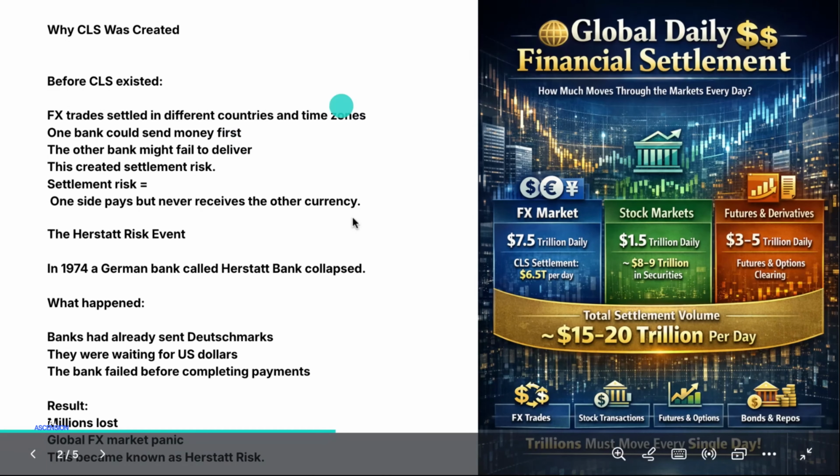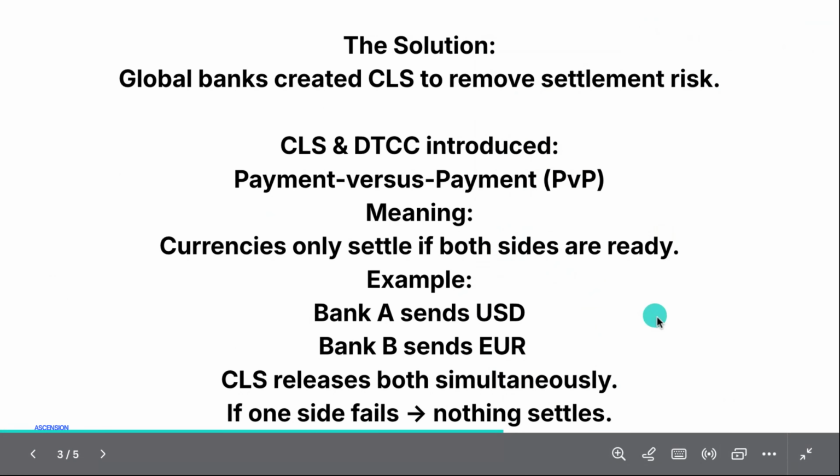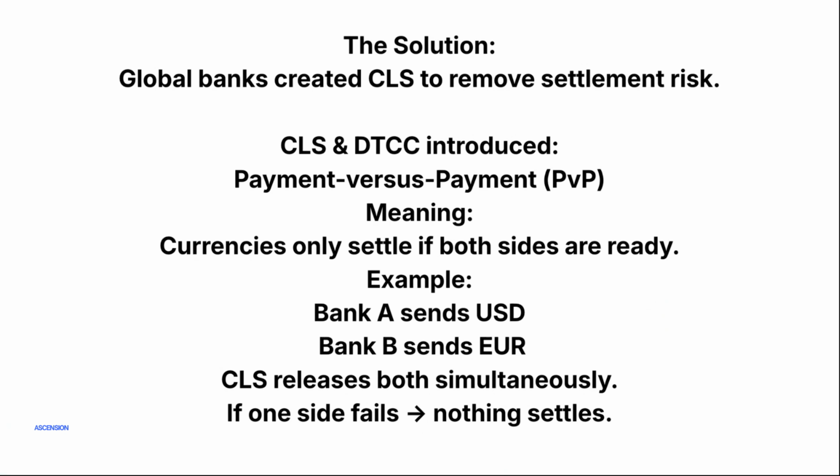So that is why the CLS and the DTC is there to protect the banks when they're taking such large transactions. The solution to this was obviously the systems that they introduced. The CLS and the DTC removed all settlement risk as it introduced a payment versus payment type of settlement. So basically, one bank will say, okay, we want this much in a transaction. And before this is cleared, both sides have to make the payment, meaning both are safe and both sides are ready. Bank A sends USD, Bank B sends Euro.